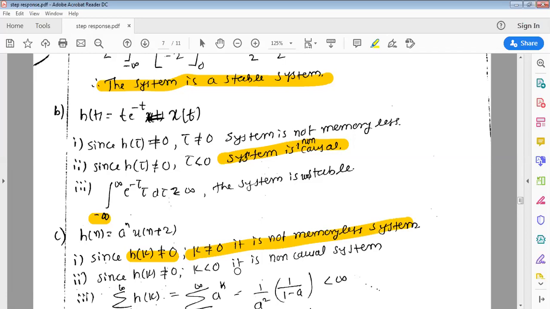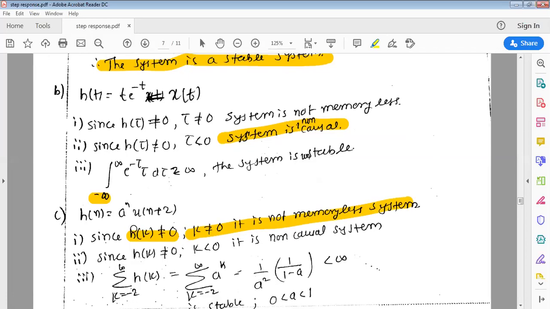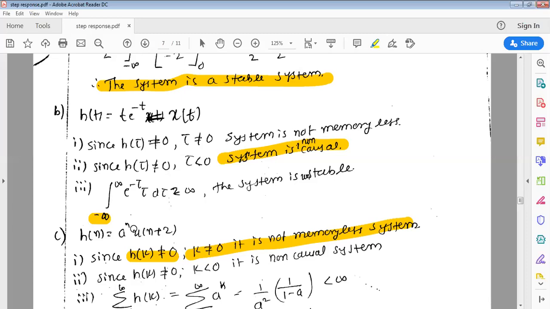Next, h of k, as we know, is not equal to 0 when k is less than 0. When you give minus 1, u of minus 1 plus 2, u of 1 into a power minus 1. So 1 by a into u of 1. U of 1 is existing. Therefore, the system is a non-causal system. So test for k equal to 1 and minus 1.